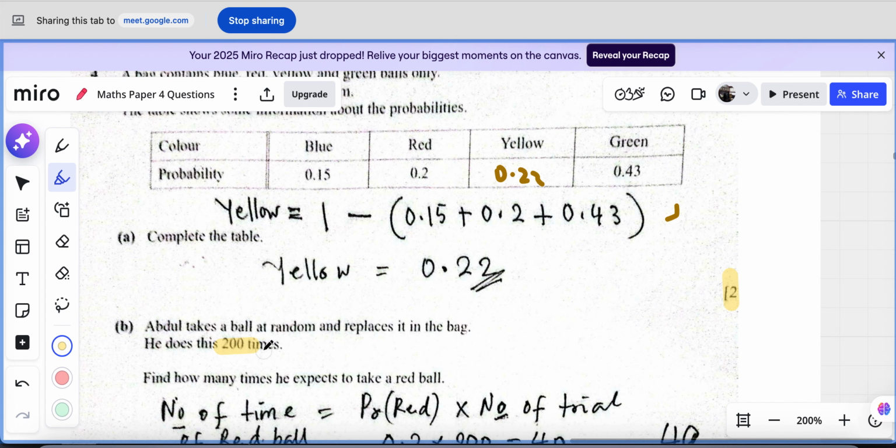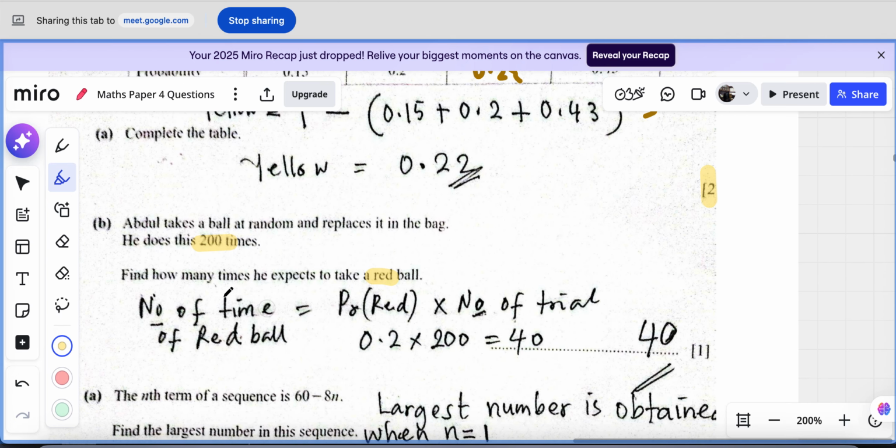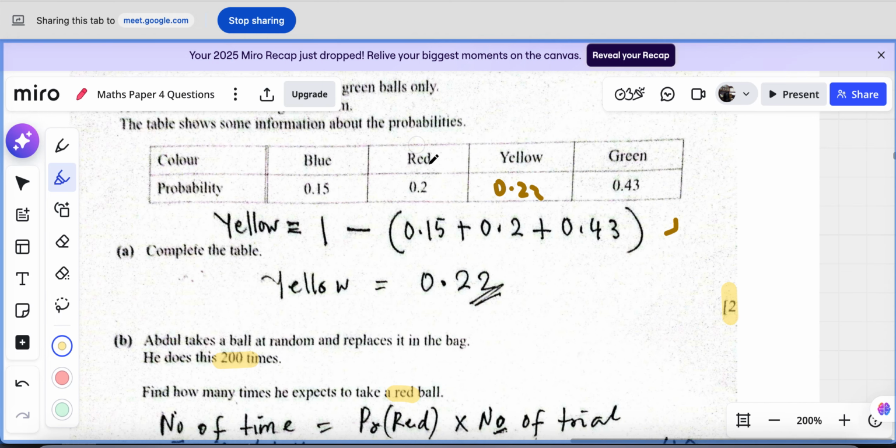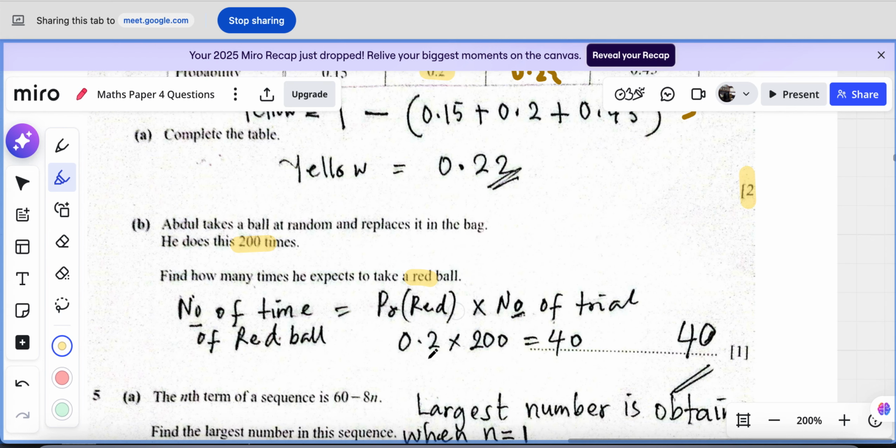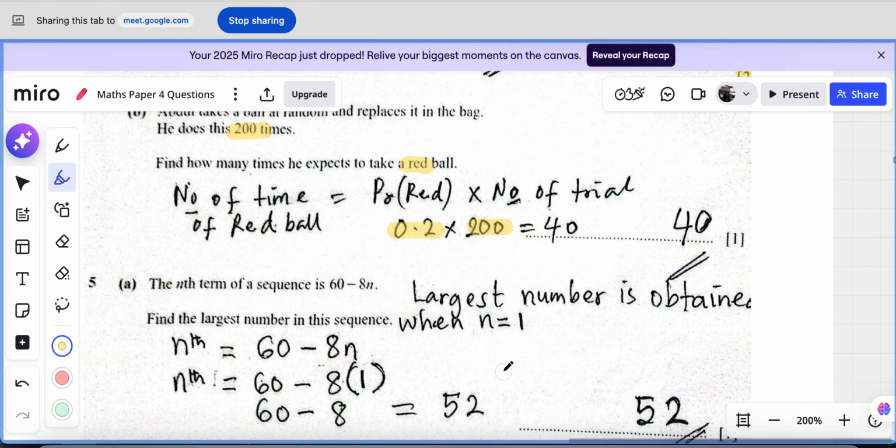In this exam paper, they were talking about red. So we're going to use the probability of red to multiply the 200 times he does that. The number of times equals the probability of red times the number of trials. And remember from the table, the probability of red is 0.2. So we say 0.2 multiplied by 200, that gives us 40. So the number of times is 40.